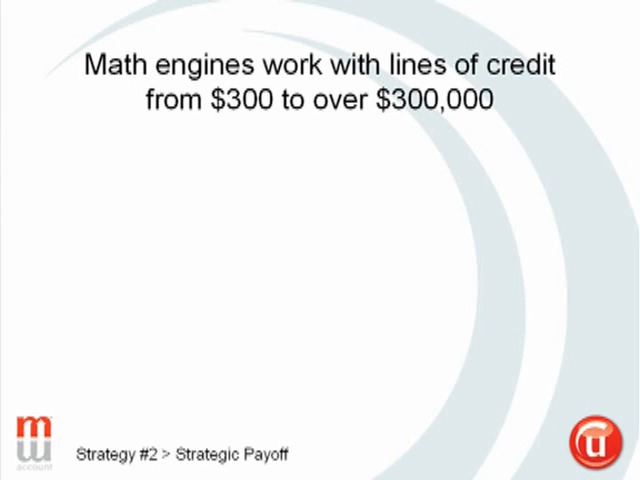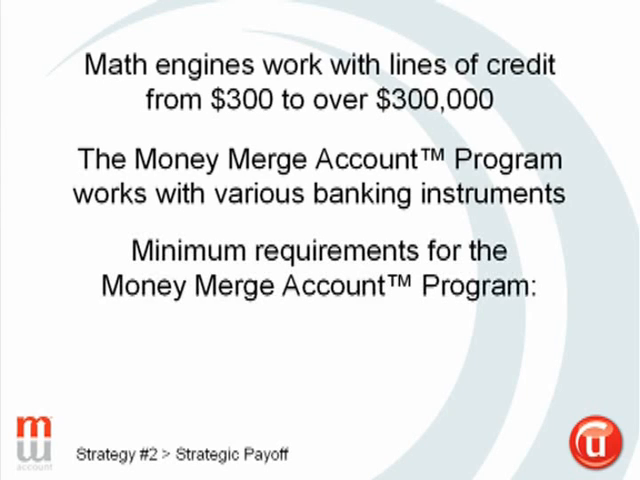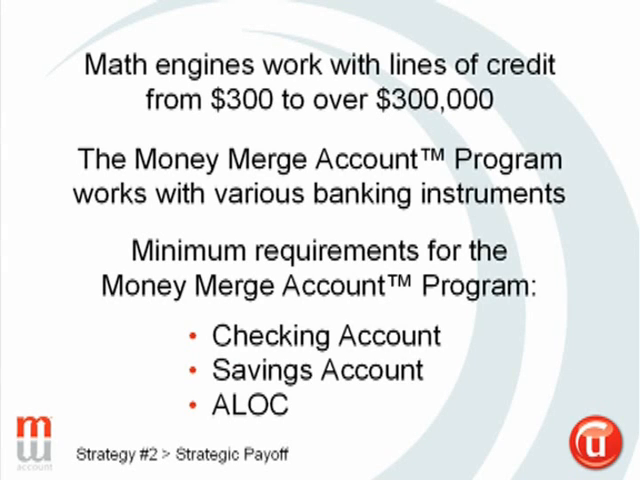The math engines that work with the money merge account will work with credit lines as small as $300 and as great as $300,000. Now, if you have debt greater than $300,000, the money merge account will still work for you. If you have minimal debts, the money merge account will work for you as well. See, what we have found is that the money merge account program works with various banking instruments and with various dollar amounts. Minimum requirements for the money merge account program are that you have a checking account, a savings account, and a line of credit of some sort.